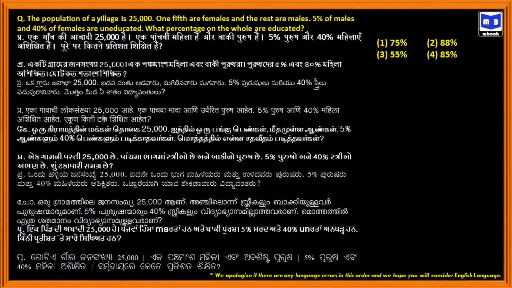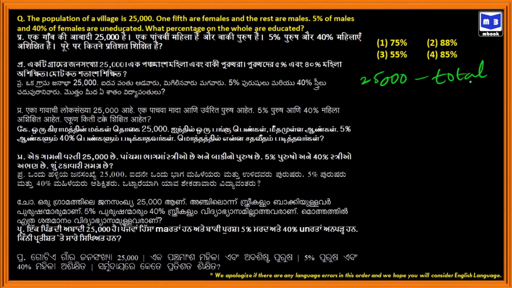The next example: population of a village is 25,000. 1/5 are females and the rest are males. 5% of males and 40% of females are uneducated. What percentage in the whole are educated? And illustrate it.